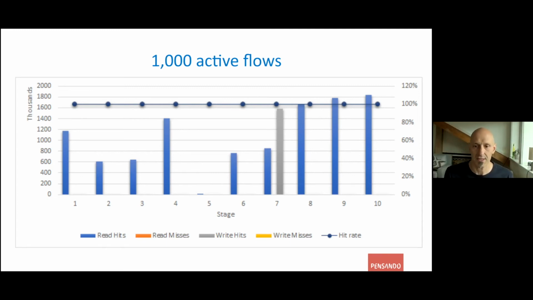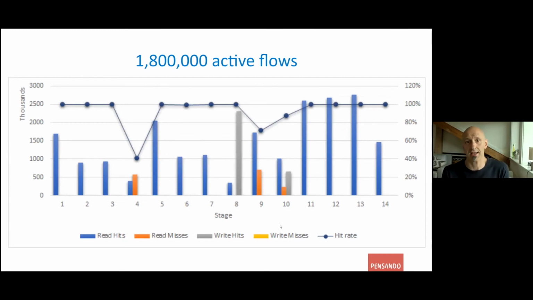always found in cache. We see here, we have the blue bars are reads, the gray bars are writes, and they are all happening in cache. We have one stage that is writing back in a table.